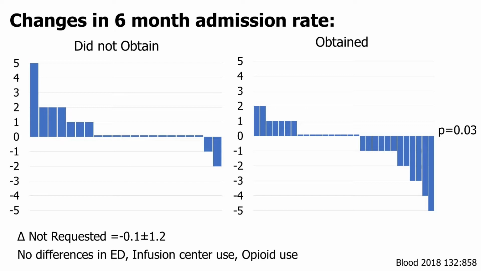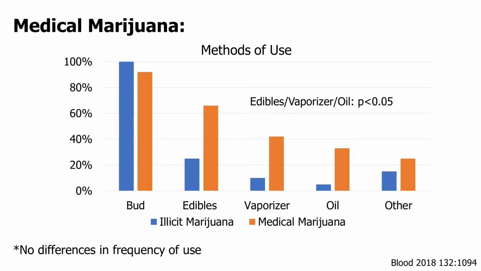When we asked our patients, how often are you using and what are you using? What we found is that those that were certified for medical marijuana didn't use any more frequently than they had previously. Daily users were still daily users, monthly users were still monthly users. But what did change is that they were much more likely to access edible products.